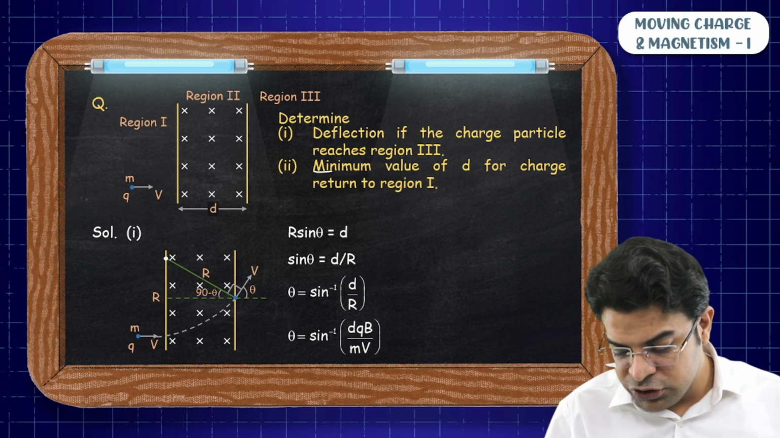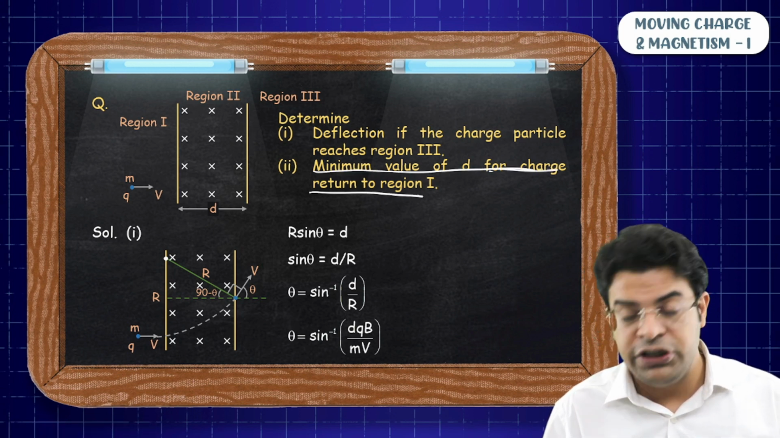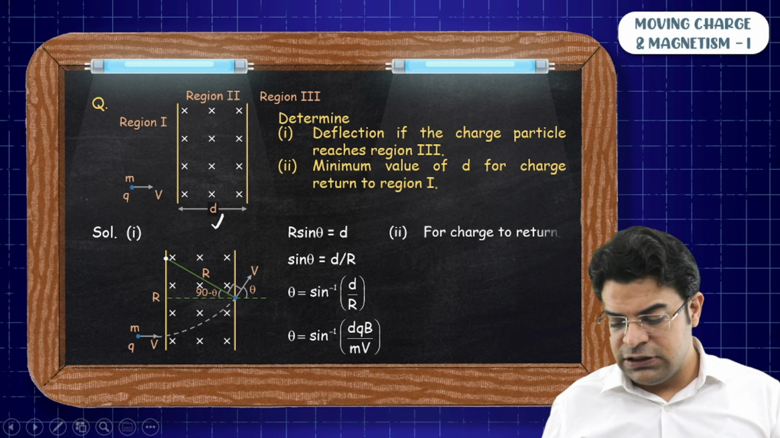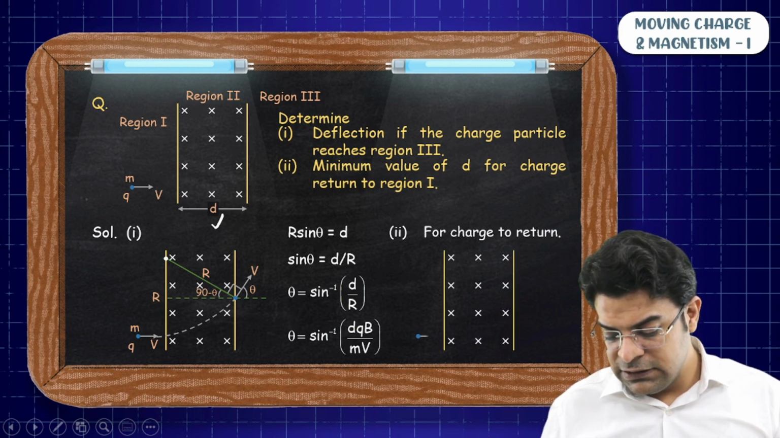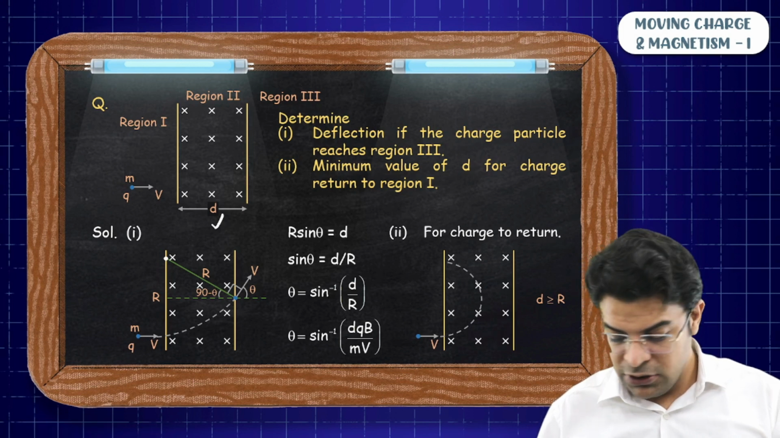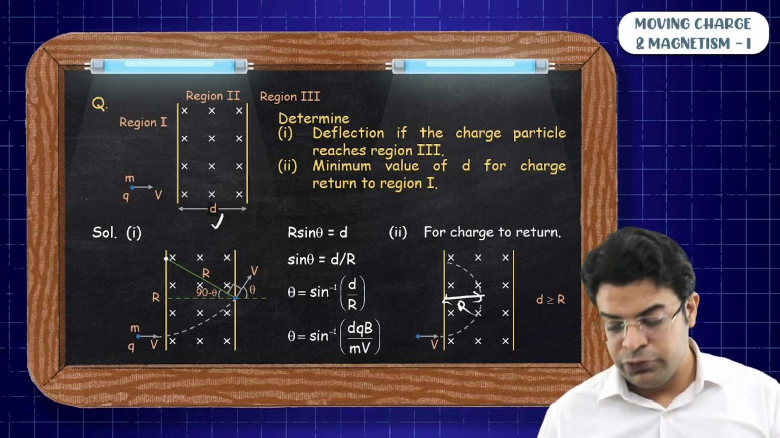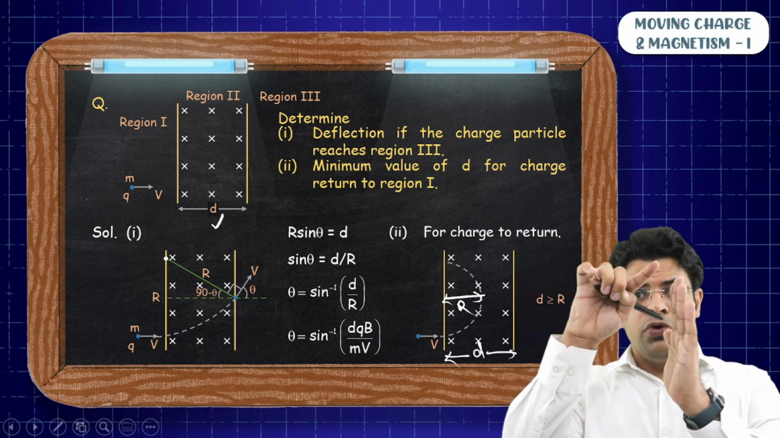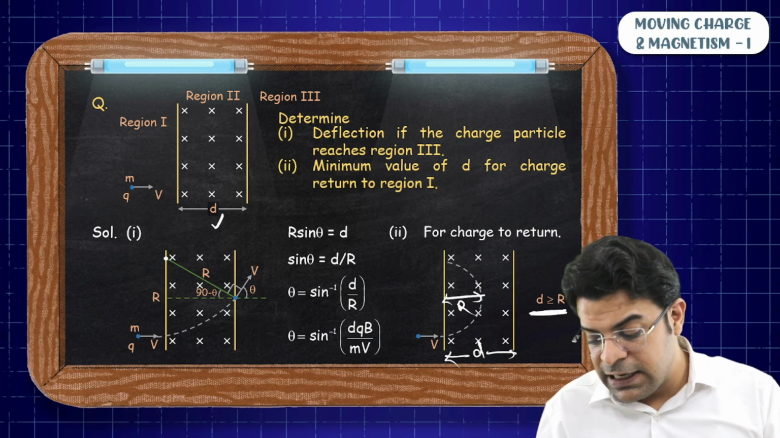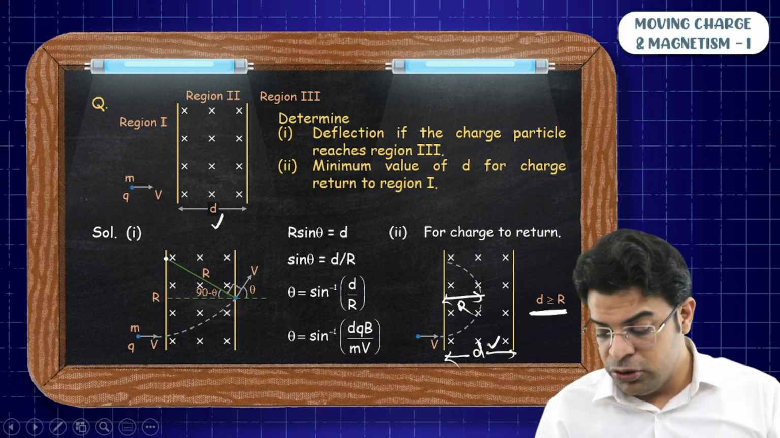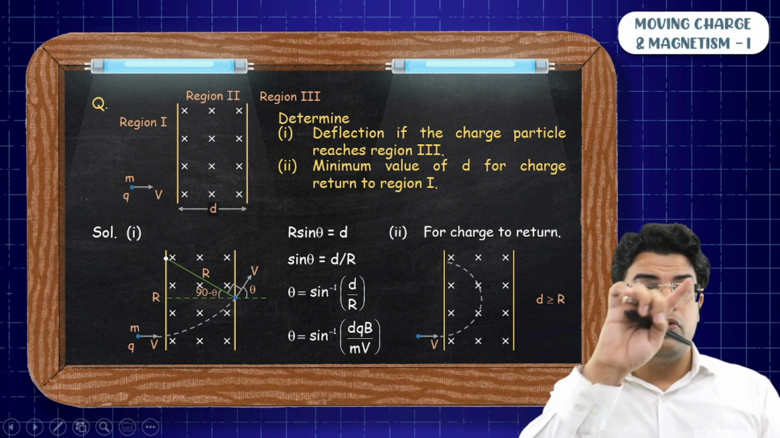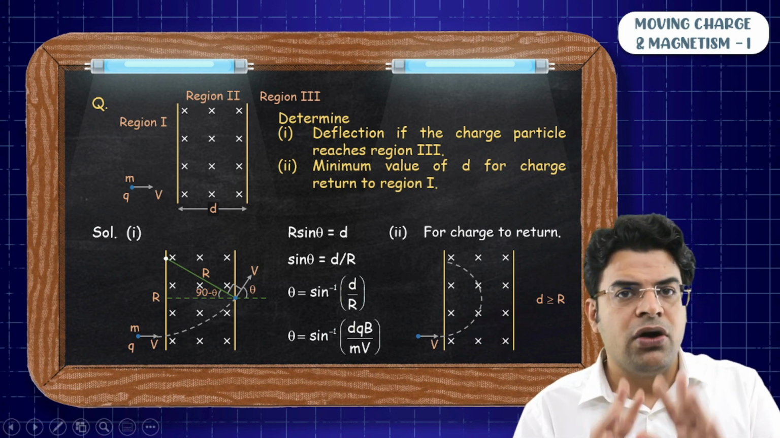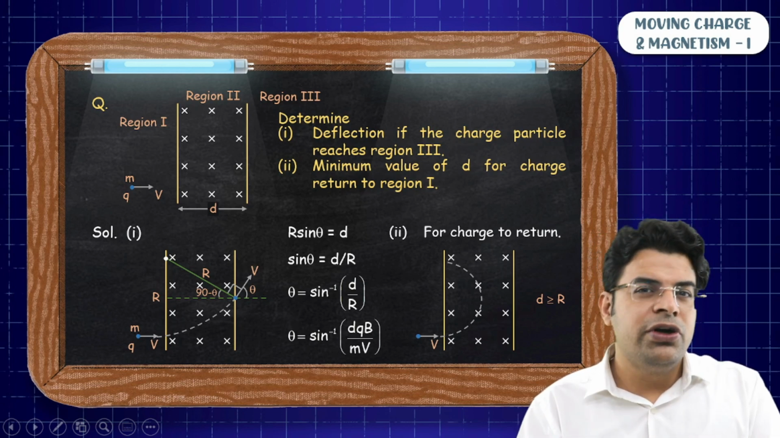Now the second part of the question: the minimum value of d for the charge to return to region 1. What has to be the minimum value of d for the charge to return to region 1? For the charge to return, you can visualize that the radius of circular motion should be less than or equal to d. So the thickness of region 2 should be greater than or equal to the radius for the charged particle to come back to region 1. Now we have done both the parts, and both are not at all tough. You just need to remember them.